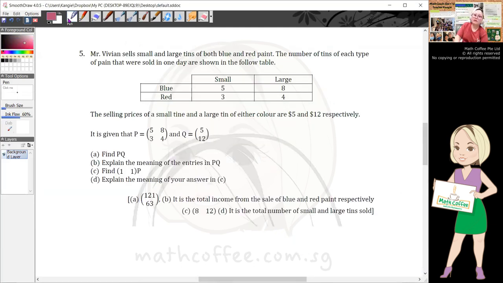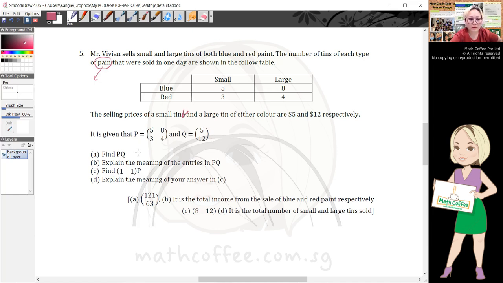Okay, so Mr. Vivian sells small and large tin of both blue and red paint. The number of tins of each type of paint that was sold in one day are shown in the following table. I don't wish to sell paint. I'm not painful at all. The selling prices of a small tin and a large tin of either color are $5 and $12 respectively. It is given that P is equals to this one and Q is equals to this.